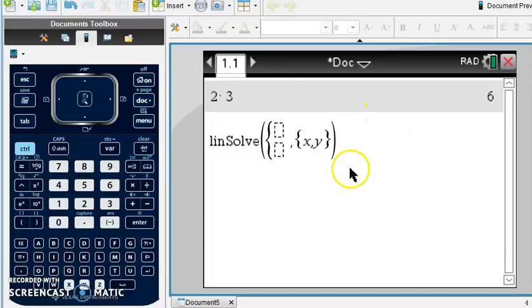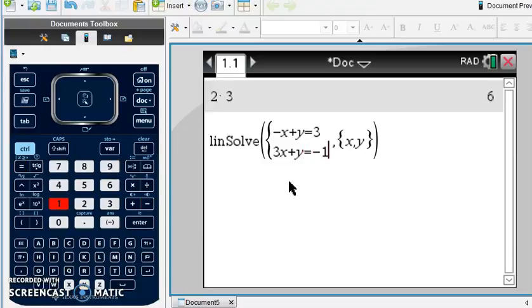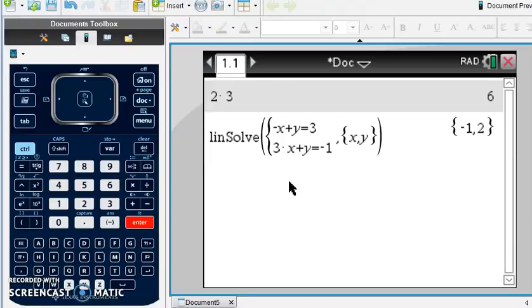When that happens, you've got this little dialog box that opens up here. And we're going to go ahead and type into each box my equation. So my first equation was negative x plus y equals 3. And that goes in the first box. The second box goes in my second equation, 3x plus y equals negative 4. I've got my equations entered. I'll just go ahead and hit enter. And there's a solution to my system of equations, negative 1, 2. On my paper, I would probably write this with parentheses instead of the curly brackets they have here.